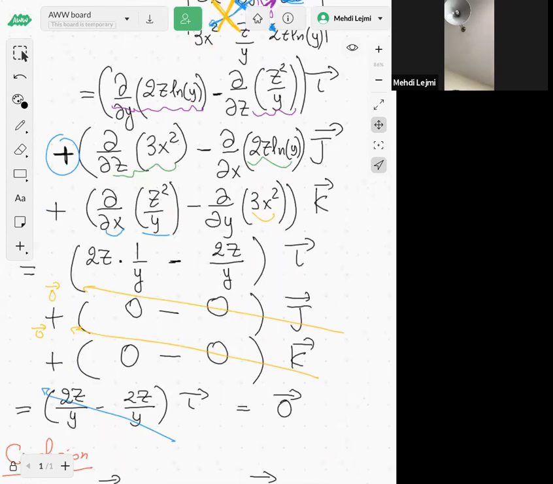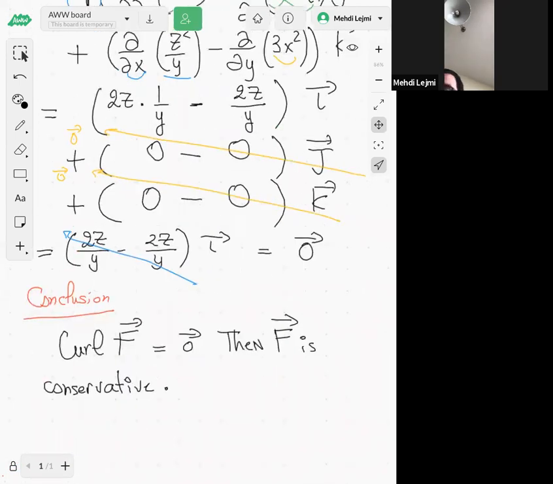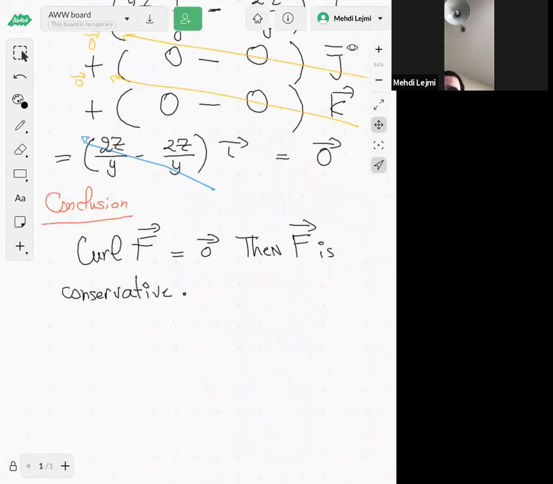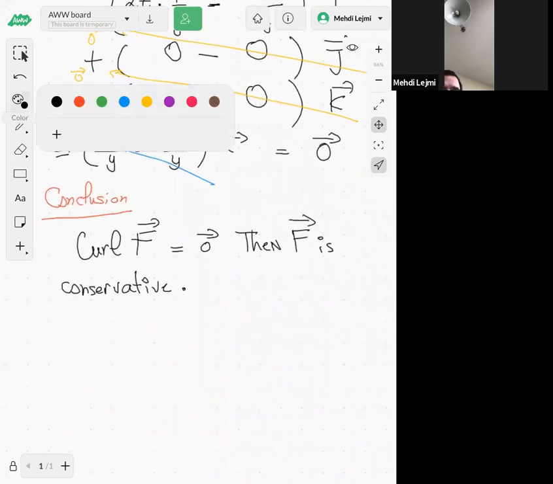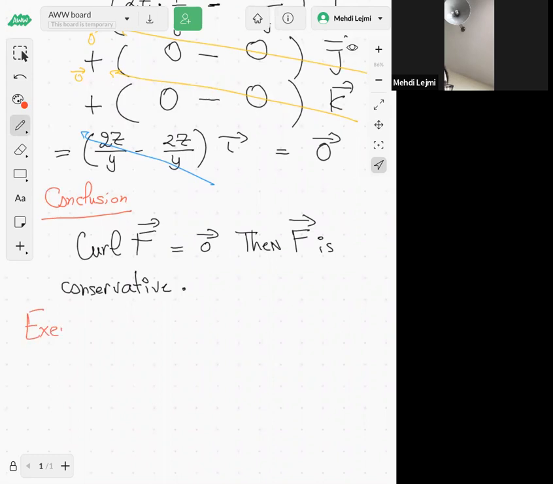Okay, so if there's no question, guys, here's an exercise. I'm going to give you a couple of vector fields, and you need to check whether f is conservative or not. Okay, so exercise. So you have to determine whether f is conservative.